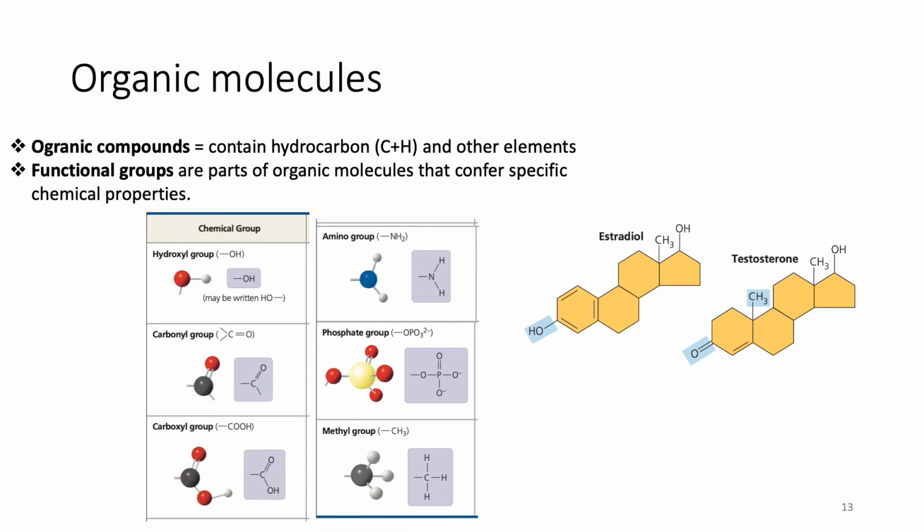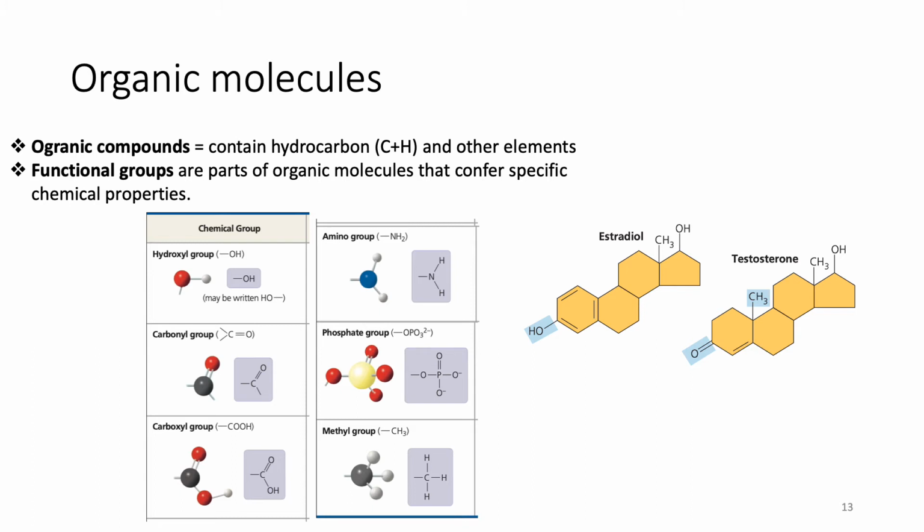Both are steroids, which is a type of lipid, which we will discuss in more detail later. These sex hormones differ only by the chemical groups or functional groups attached to the rings. The distinctions in molecular architecture are shaded in blue here. Estradiol has a hydroxyl group as opposed to a carbonyl group as in the case of testosterone. In addition, testosterone has an extra methyl group.